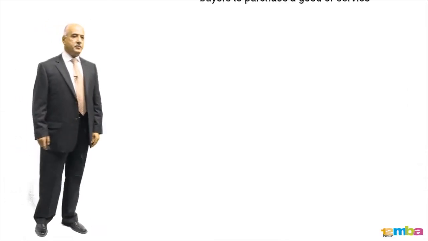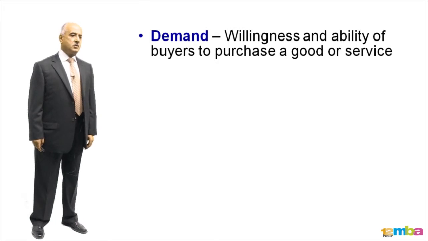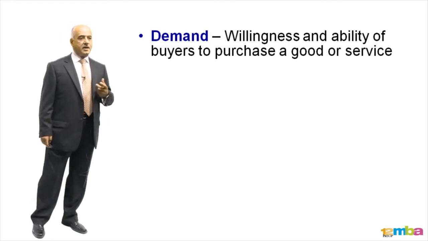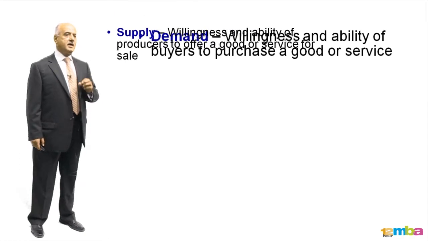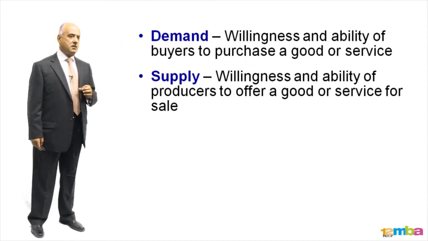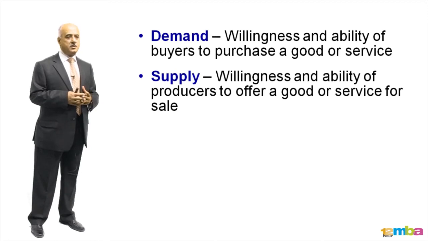Supply and demand. Demand is the willingness and ability of buyers to purchase goods or services. This is from the consumer side. Then from the supplier side, we have the supply. The supply is the willingness and ability of producers to offer a good or service for sale. So we have the supply from the producer, and we have demand from the consumer.